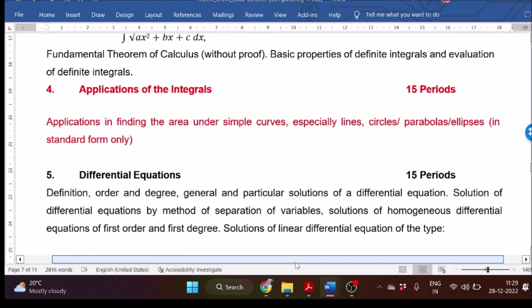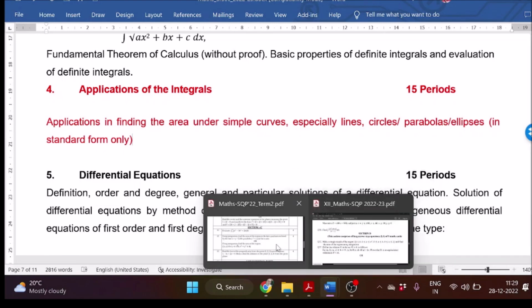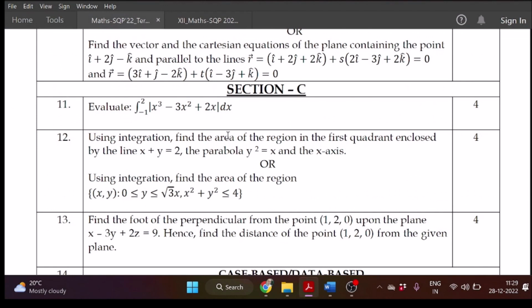Before we discuss the board questions of chapter 8, let us have a quick review of what CBSE has recommended for the 2023 board examination. So let us look at the syllabus. In the syllabus it is mentioned: application in finding the area under simple curves, especially line, circle, parabola, ellipse in standard form only.